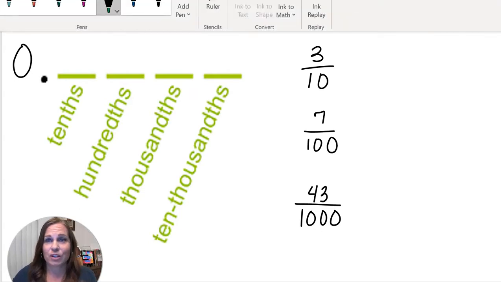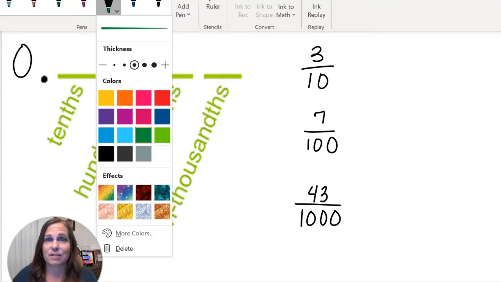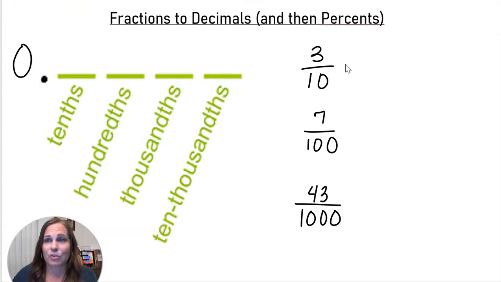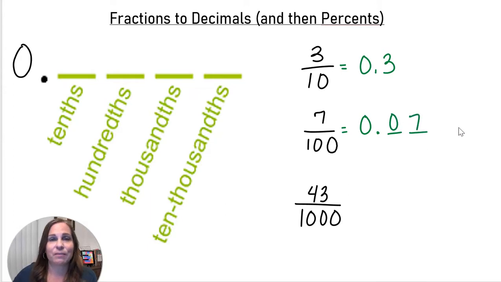So the first fraction I've got is 3/10. That's already one of the place values. It's the first place value. So I can just rewrite that as 0.3. Then I've got 7/100ths, and that's the second place value. So that means I need 2 places after the decimal. And in order for it to be 7 and not 70, I'm going to have to put 0.07.